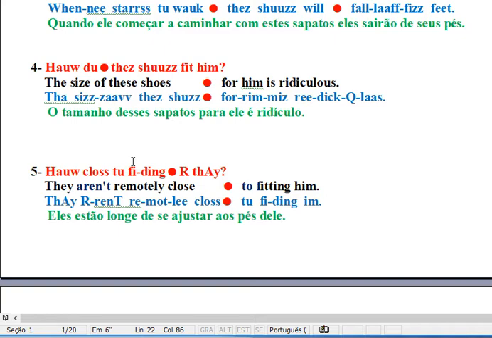Question. How do these shoes fit him? These shoes fit him. How do these shoes fit him? The size of these shoes for him is ridiculous.